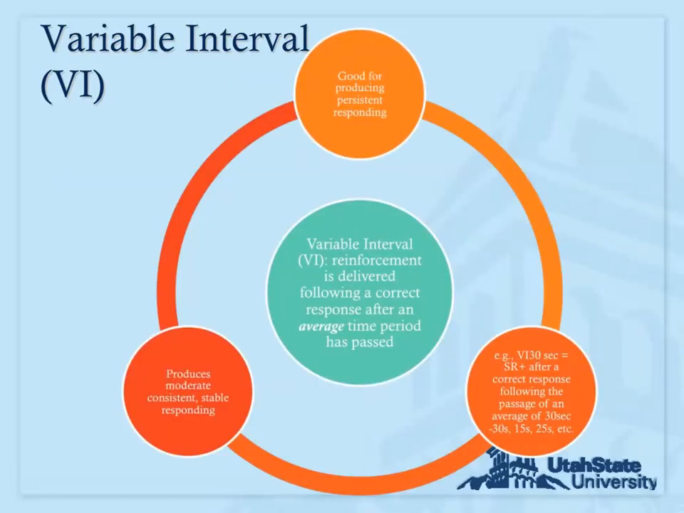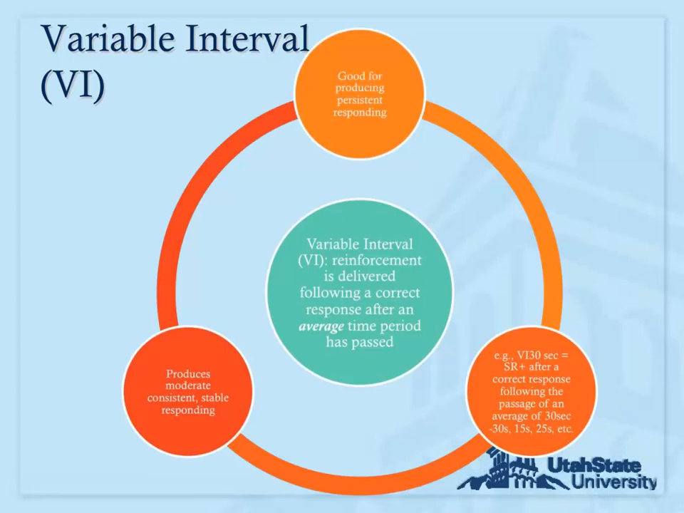A variable interval schedule of reinforcement is when reinforcement is delivered following a correct response after an average time period has passed. For example, in a VI 30-second schedule, a reinforcer will be delivered after a correct response following the passage of an average of 30 seconds.